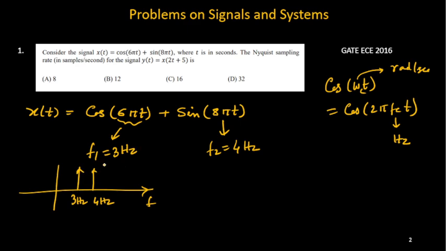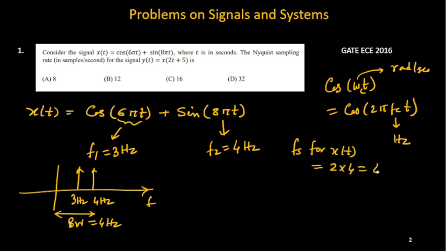But we are having two frequencies. One is 3 Hz, the other one is 4 Hz. That's all. So what is the maximum frequency? The maximum frequency is up to 4 Hz. So this is the bandwidth we can consider. So bandwidth equals 4 Hz. That's there. So for this signal x(t), the Nyquist sampling rate will be simply double of that. So the sampling rate fs for x(t) will be 2 times 4, that means 8 Hz.